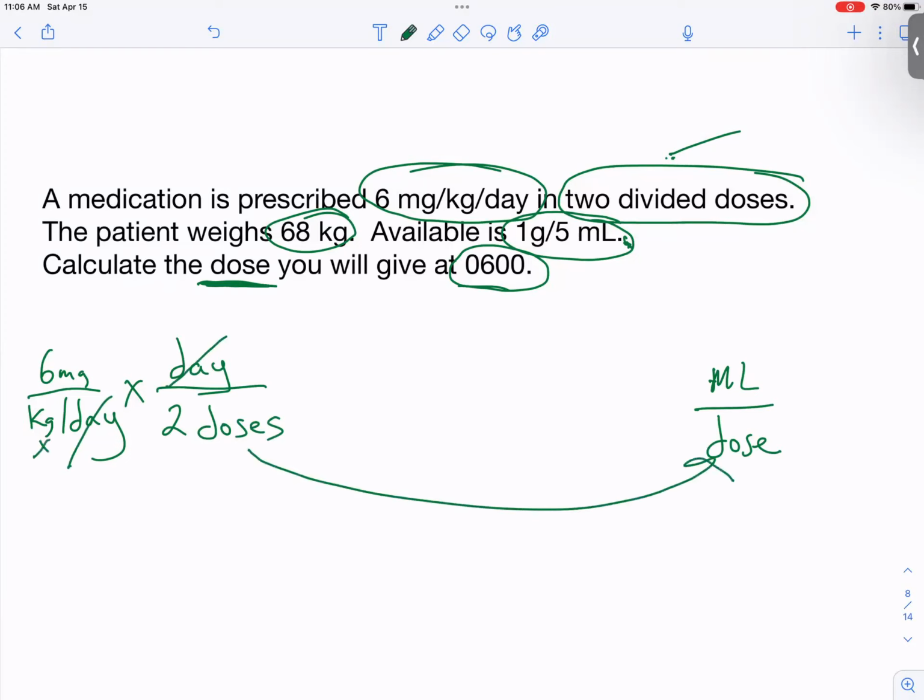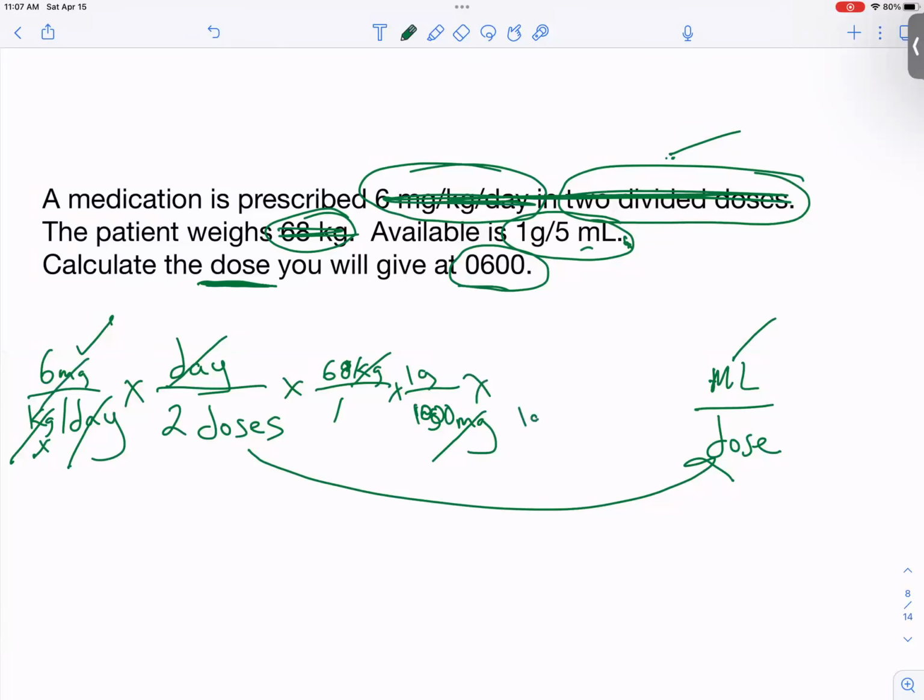Now, how do I get rid of kilogram? I use the patient's weight, 68 kilogram over 1. That gets rid of kilogram. So now I have to get milligram gone and milliliter added, but it's only available in grams. So this is why I like to cross off what I've used. I have to do a conversion. 1 gram is 1,000 milligrams. That gets rid of my milligrams. And now I can say 1 gram is in 5 milliliters. That gets rid of my grams.